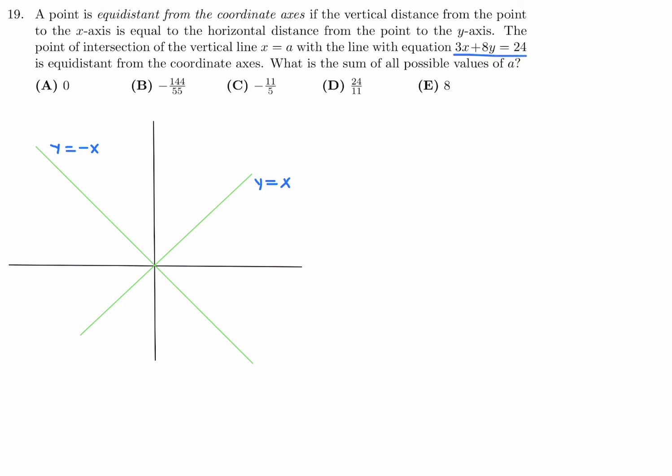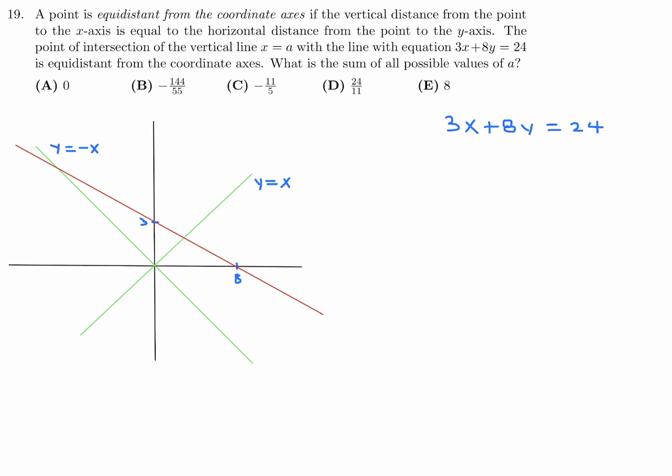Now we have been given this equation, 3x plus 8y is equal to 24. So we can easily plot that: when x is 0, that would mean y is 3. So let's just say here. And when y is 0, x is 8. So approximately here. So that's going to be that line. Let's just connect those.